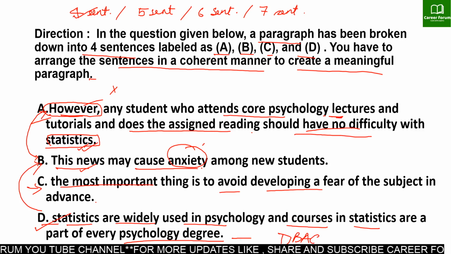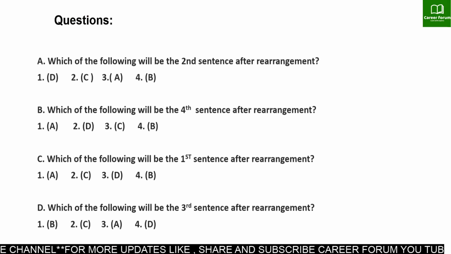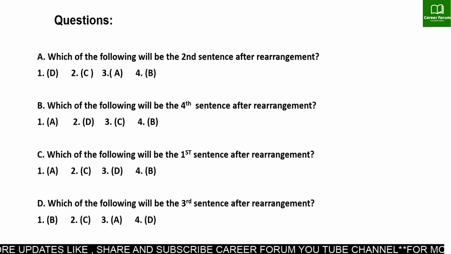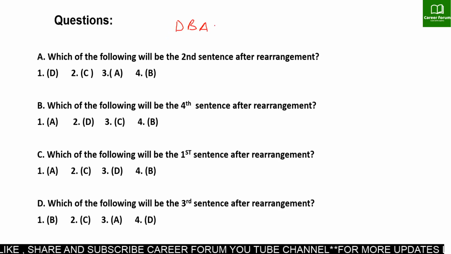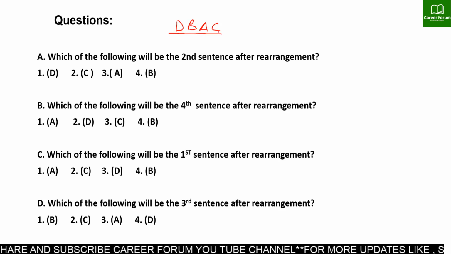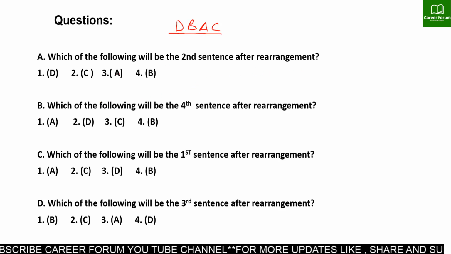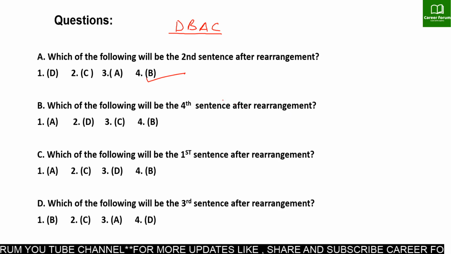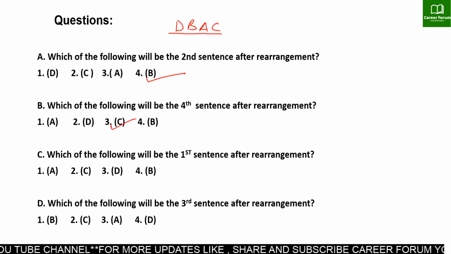Well, students, I have solved it here properly, but usually the questions that come in the exam are like this. Which of the following will be the second sentence after rearrangement? If I know the sequence, because our pair was D, B, A, C, now I know it. So which of the following will be the second sentence after rearrangement? Second sentence is B. So the answer should be B. Which of the following will be the fourth sentence after rearrangement? That simply means the last sentence. We have option C here.